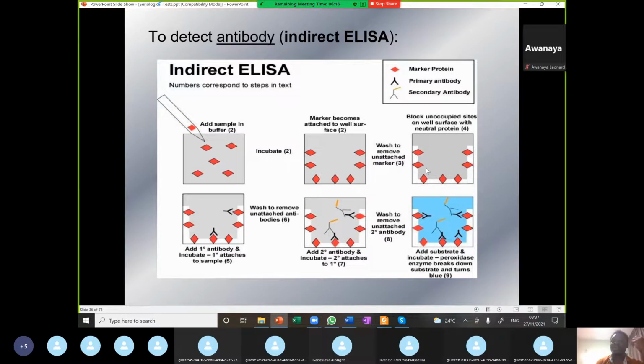After adsorption, we block with bovine serum albumin. This is a non-specific protein that ensures there's no space left in between the attachments, so that our antibodies do not bind non-specifically to the surfaces of the walls of the plate. So that's what we block. After blocking, we introduce our specimen. It could be blood, plasma, or serum. Any of these three will do the job.